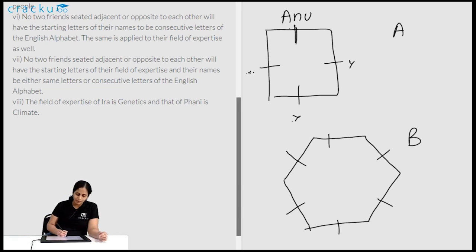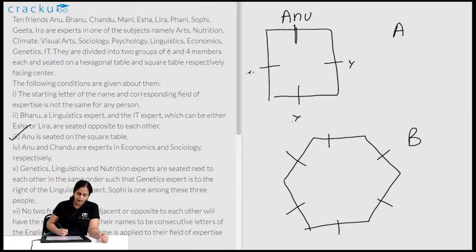Now it is given that Bhanu is a linguistic expert and a lot of information about the linguistic expert is given. Like if you see 5 and 2, you know that Bhanu is a linguistic expert. She is seated between the genetics and nutrition expert, and opposite to her is the IT expert. So I'll actually start by placing Bhanu at the head of the table, and she is the linguistic expert, linguist. Okay, I'll write in shorthand so it's better. So I'll put Bhanu and L. So Bhanu is definitely on this table.